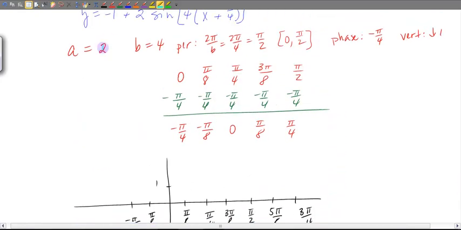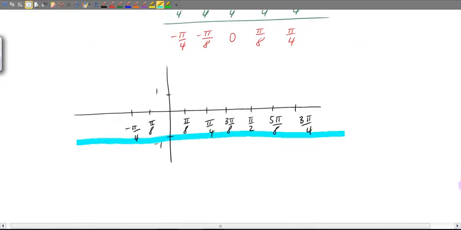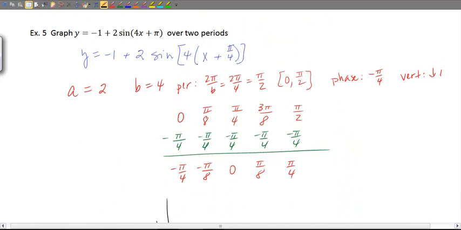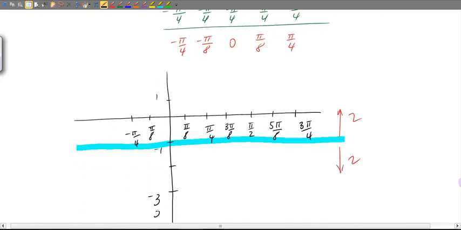I also know that my amplitude is going to be 2. So off of the shifted axis, I'm going to go up 2 and go down 2. When I'm marking off the y, I come up here, this would be 1, 2, so I'm good there. But I'm going to go down 2 more, 1, 2, to -3. We know that this function is a regular sine function. It's not flipped or anything.